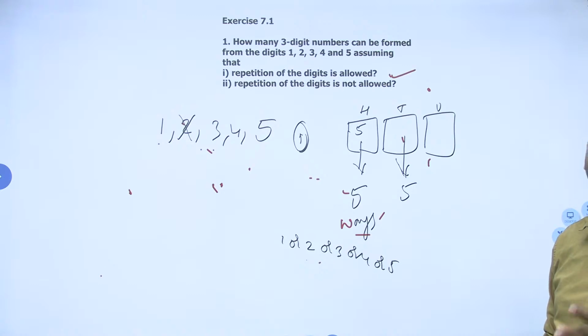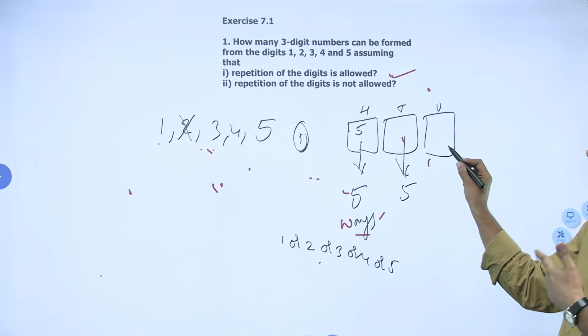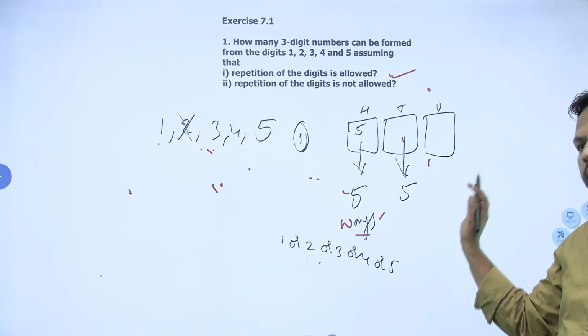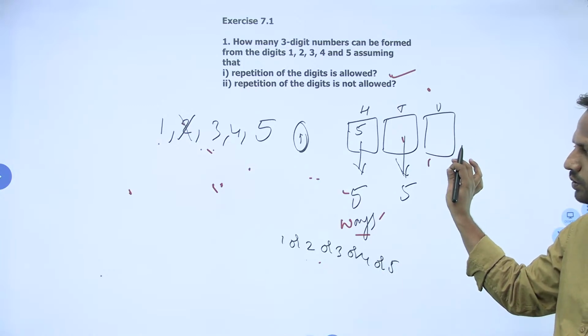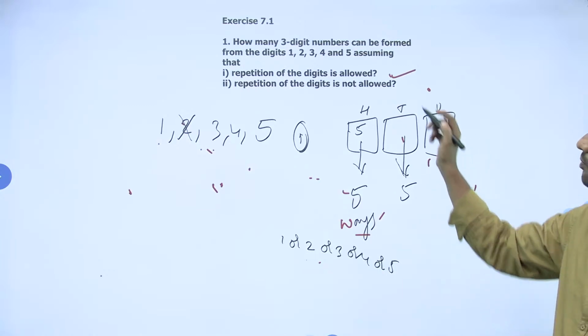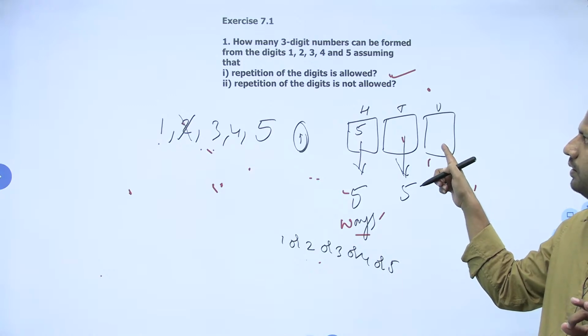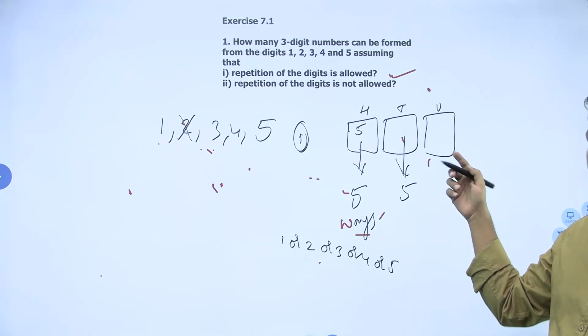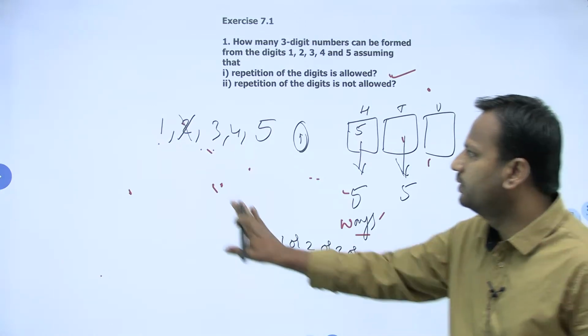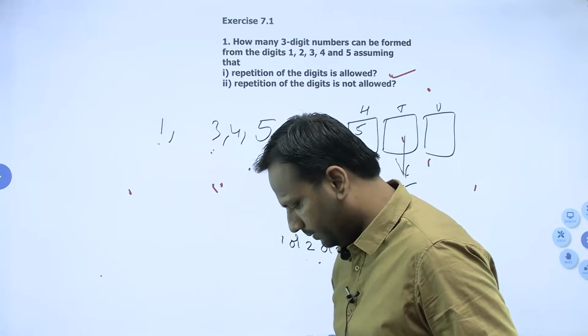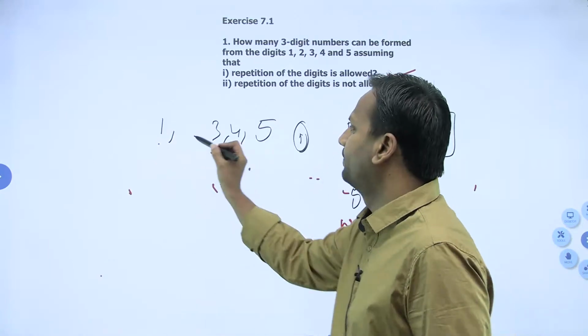Again I have the liberty that I can use the 2 in the units place also. You can use the number 2 or you may not. Why? They have given that repetition is allowed, right? You can use the 2 once again in the units place, or you may not. So again you can use the 2 in the units place, students, here, right?